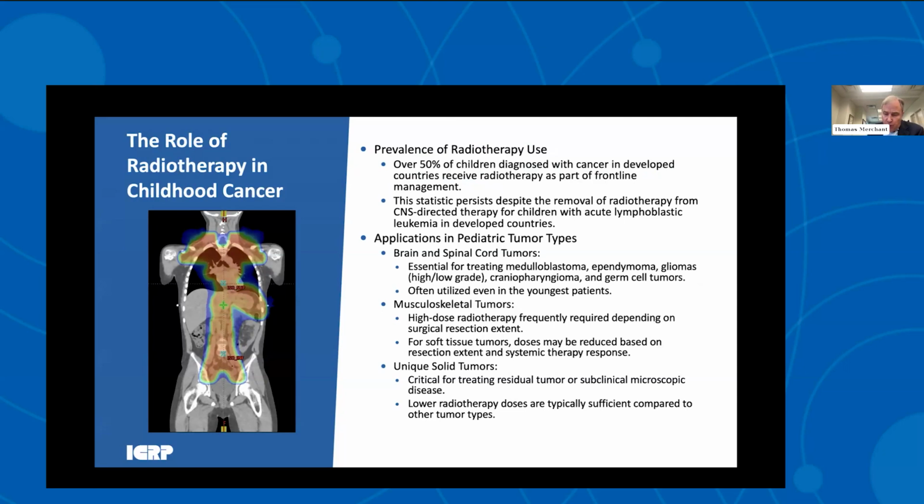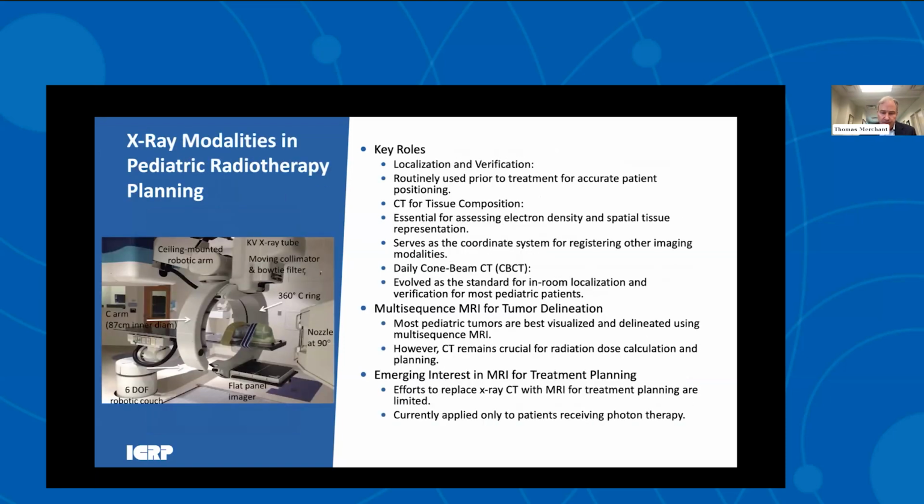For children with brain and spinal cord tumors, radiotherapy is essential and often utilized even in patients as young as 12 months of age. In the case of musculoskeletal tumors, the use of high-dose radiation therapy is frequently required for definitive therapy, depending on the extent of surgical resection. And for the soft tissue forms of musculoskeletal tumors, radiotherapy doses may be attenuated based on extent of resection and the tumor's response to systemic therapy. And then finally, for the unique pediatric solid tumors, radiotherapy plays a critical role in treating both residual tumor or patients with subclinical microscopic disease.